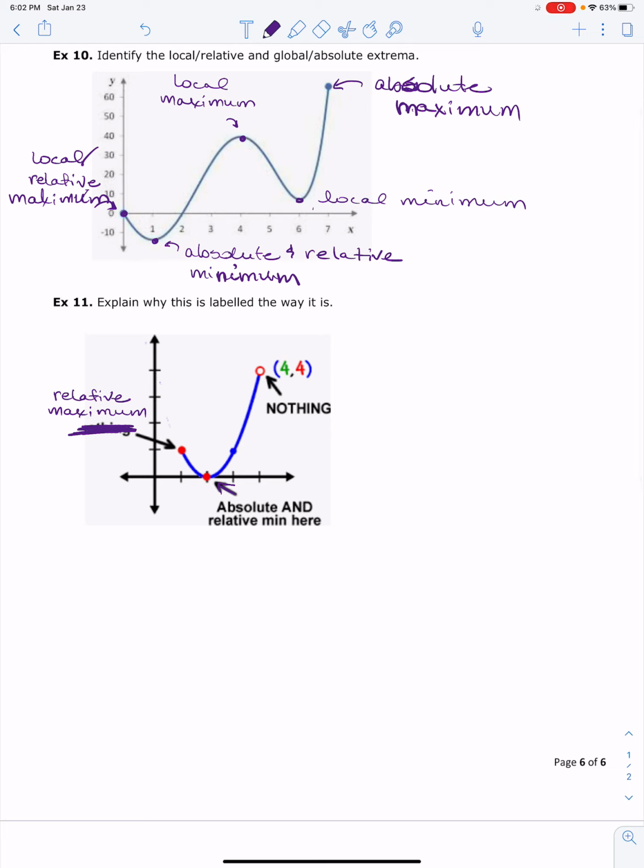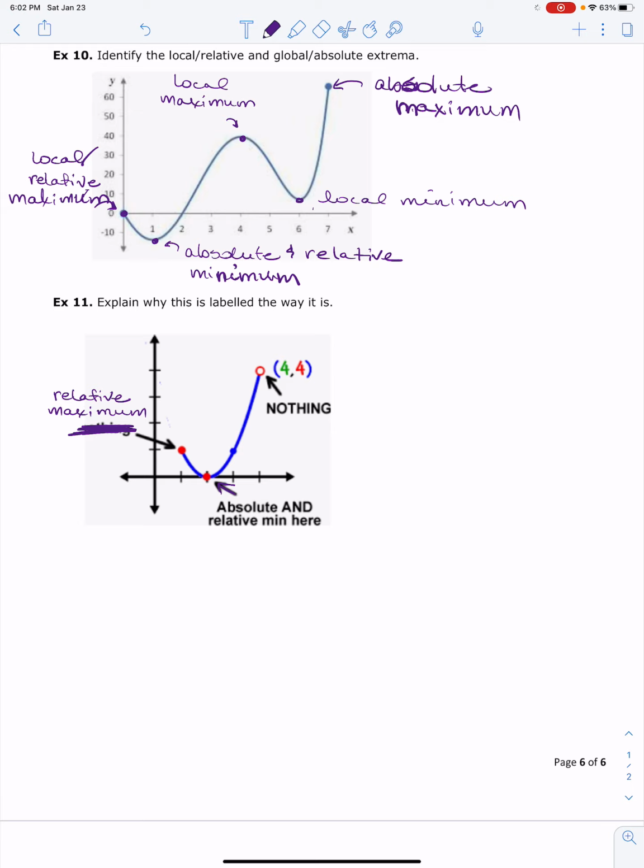And 11, this is the very lowest value on that interval. We don't have an absolute maximum because that endpoint here at the 4, 4 that would be our maximum is not included in the interval.